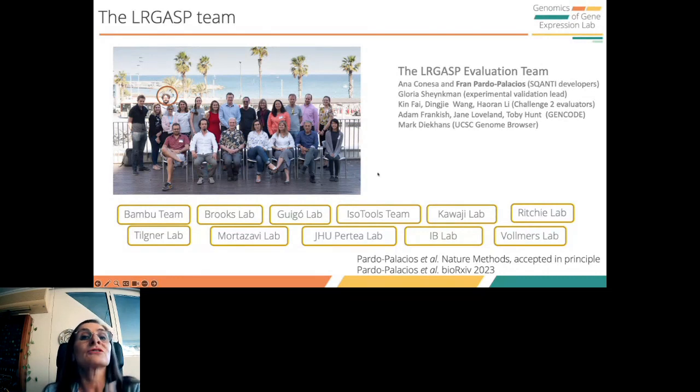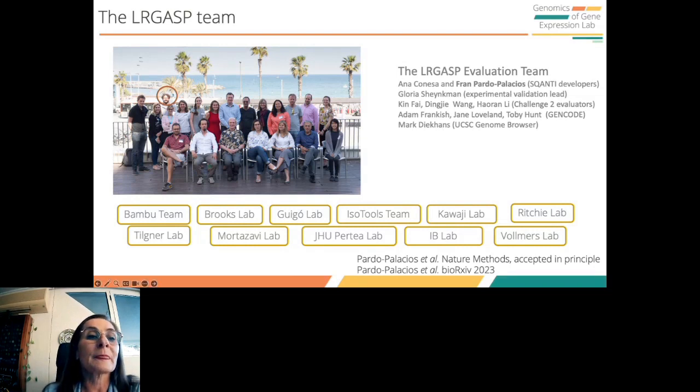So this was a kind of community competition. That means that the data was generated and then put in the public domain. And then we asked developers of tools creating transcript models from this data to make predictions on the data.